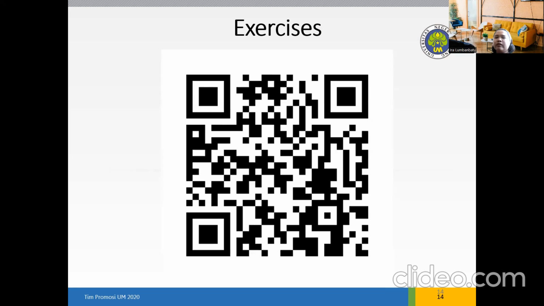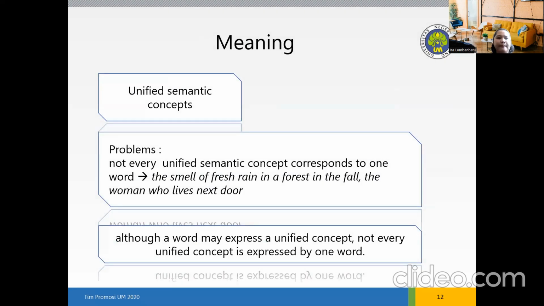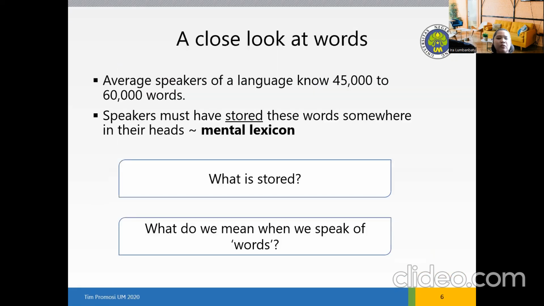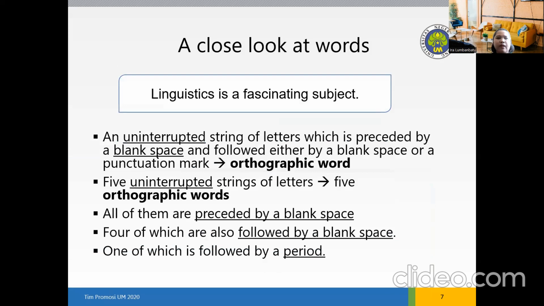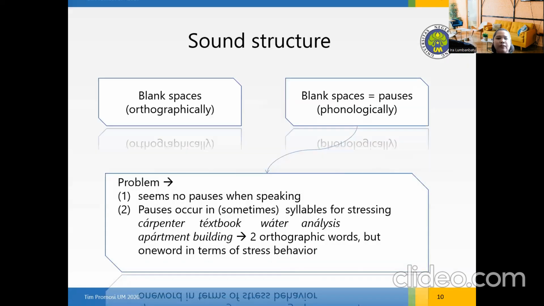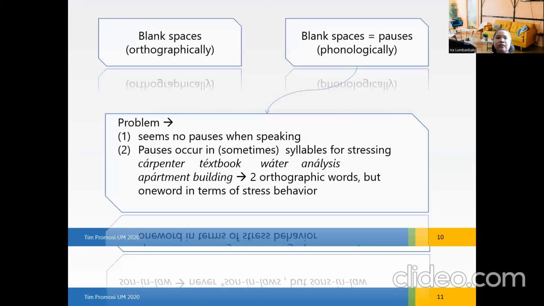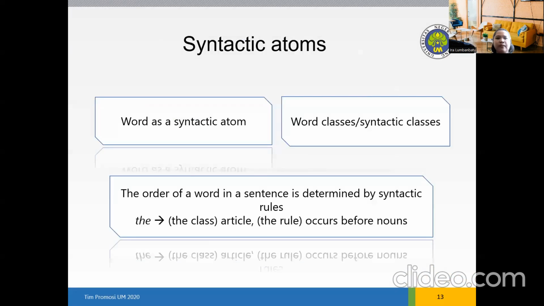Okay, so that's my explanation about the definition of morphology and also some characteristics of morphology and the ways of identifying words based on morphology.